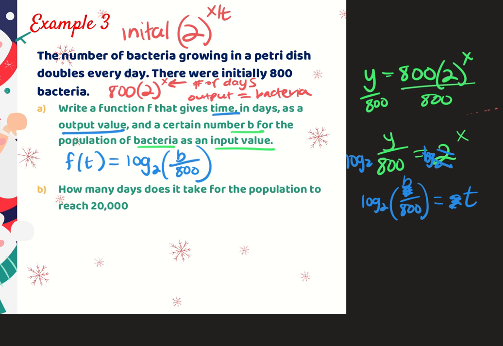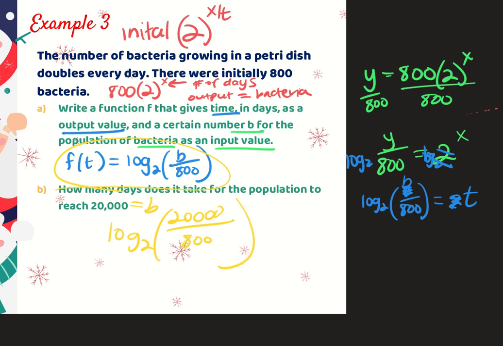Now B says, how many days does it take for the population to reach 20,000? Give me one way to find this. I could graph what we just found, and then the population is which variable? T is time. So the population is B. So I could actually just plug it in. I could get log base 2 of 20,000 over 800.